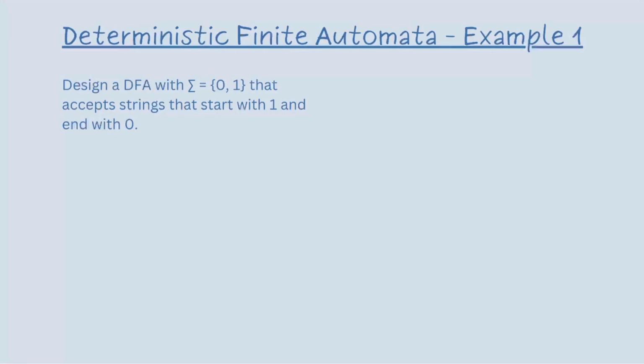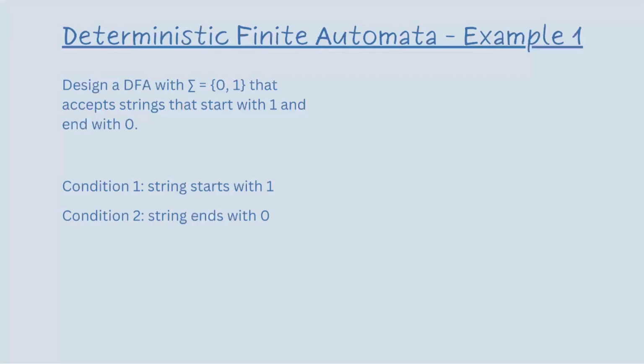Okay, so we will be designing a DFA with alphabet 0 and 1 that will accept strings that start with 1 and end with 0. So let's think of the two conditions that need to be satisfied by a string to be accepted by our automaton. Those are: the string must start with a 1, and the string must end with a 0.